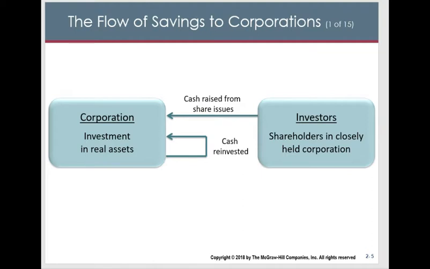Okay, let's turn to a simple flow of savings to a corporation. This example is using a small or closely held corporation. Of course, the investor invests in the company and is going to receive stock. The cash raised from the shares issued goes to the corporation, and the corporation invests in real assets. Now, this illustration shows the returns from those investments or operations being reinvested back into the company, which is usually what happens with a small and especially a startup company. There's a second option. They could give some of that money back to the investor, which would be a dividend.